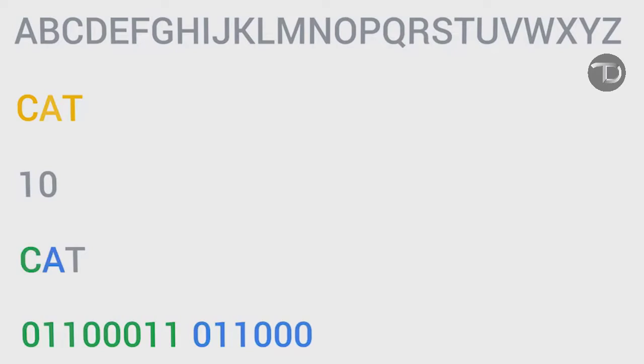We use the letters of the alphabet to form words, and we give those words meaning. We use them to create sentences, paragraphs, and whole stories. The same thing applies to binary, except instead of A, B, C, and so on, we only have 0 and 1 to create words that we give meaning to.